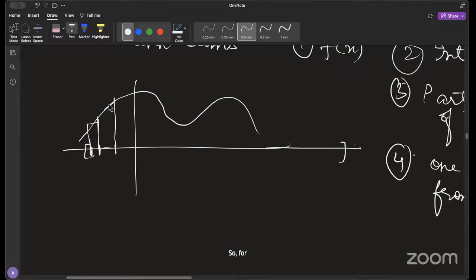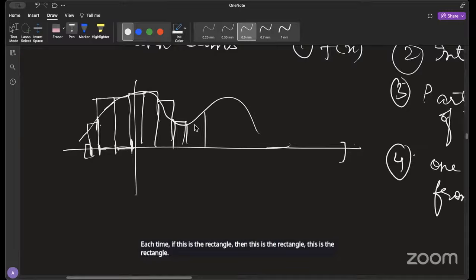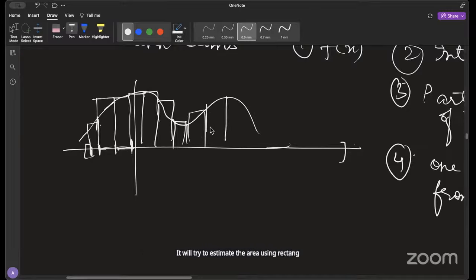So for this to be a rectangle, you need a fixed height from here to here. Let's take that fixed height to be this one. Now let's take this interval and the height, let's take the height to be the same as the previous one. If you do the same here each time, if this is the rectangle, then this is the rectangle, this is the rectangle. If you try to estimate the area using rectangles, this is just an estimation. Obviously, this is not the exact area.